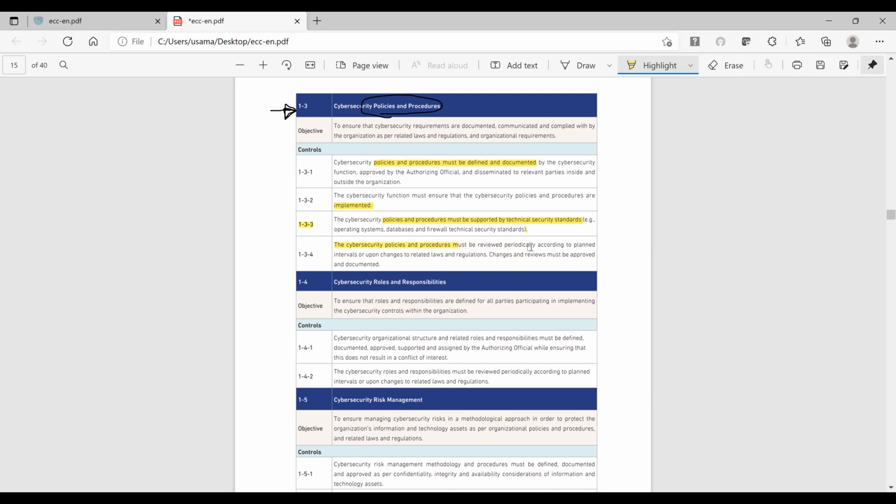Again, you will find 1, 2, 3. These are repeated in all the controls. We want to make sure that you have a policy or a strategy which is already defined and documented. They want to make sure that it's implemented, and finally, they want to make sure that the policy and the procedures, the strategies, everything, is reviewed periodically.